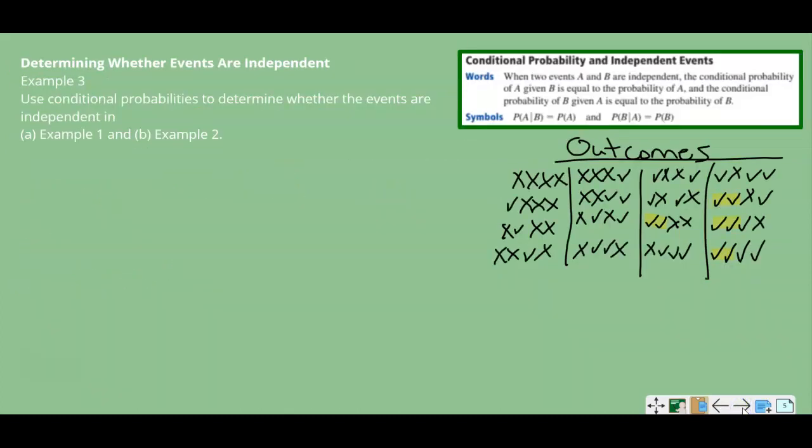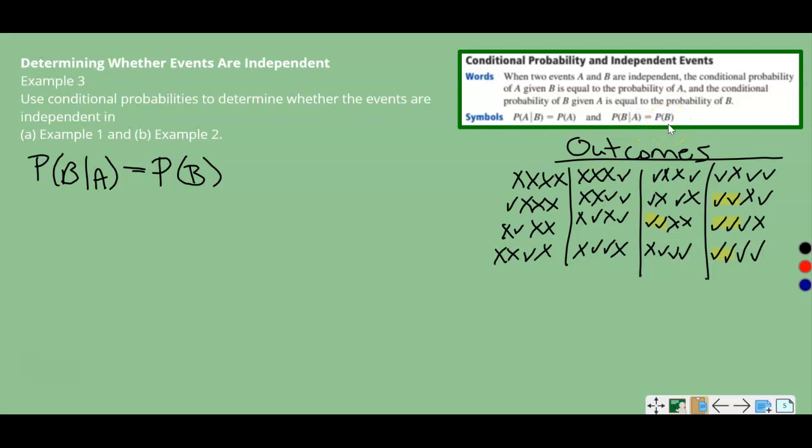All right, so conditional probability. What do we want to do to find the conditional probability of this? We want to determine whether the probability of B given A equals the probability of B. That's just given by this formula right here. If we have the probability of B given A, it should equal the probability of B.